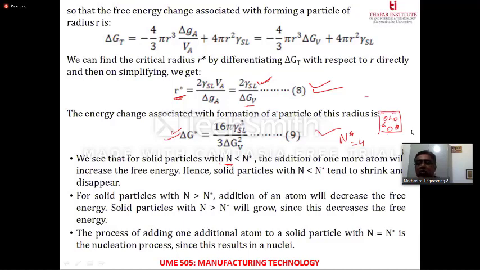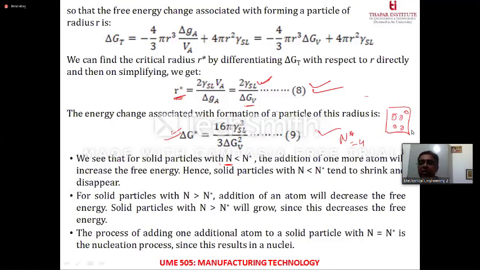Hence, as they solidify, they will start to contract. Now on the flip side, suppose you have more atoms as compared to the critical number of atoms that are required. So you have 5 atoms, whereas the critical number of atoms for nucleation was 4.